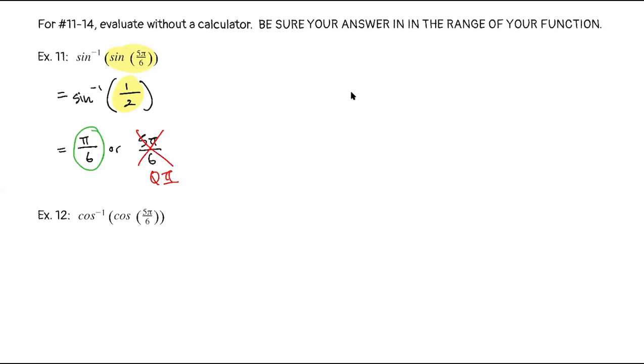Let me write what I don't want to see. If you do this, a lot of people think, okay, I can just cross out the sine and the inverse sine, and so my answer is 5π/6. If that's what you do, you're going to get the wrong answer.